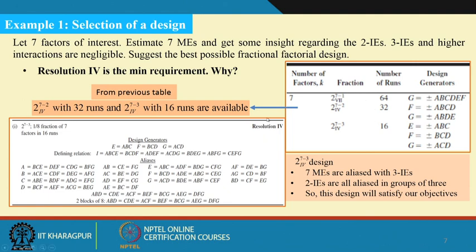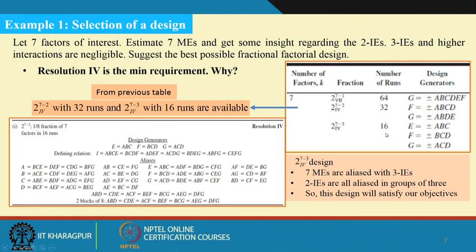So, then what you will do, a portion of the previous table I have shown is shown here. We will go for number of factors 7, and from the resolution 4 point of view, 2 options are available: resolution 4 with 7 minus 2 and 7 minus 3. So which one will you choose? If you choose the 2 to the power 7 minus 2 resolution 4 design, then you require 32 runs. If you choose the 7 minus 3 resolution 4 design, you require 16 runs.